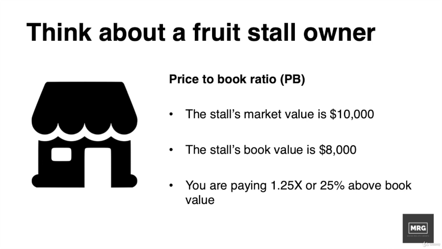The book value is $8,000 today. So if someone is offering you $10,000 to buy your stall, basically the person that buys is paying 1.25 times more, or 25% above the book value. Assuming that you close the store today, you liquidate everything, you can get $8,000 back. So the price to book ratio compares market value against the book value, or the net asset value, of your company today.